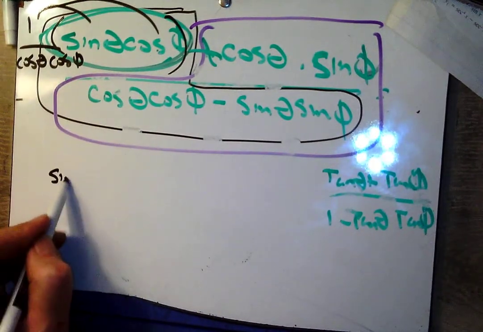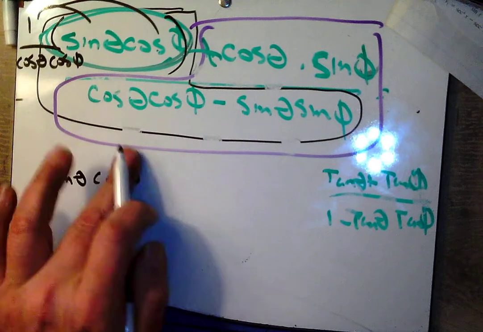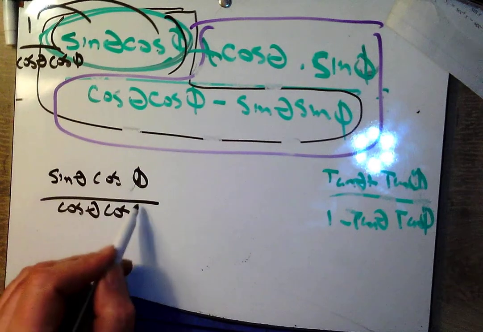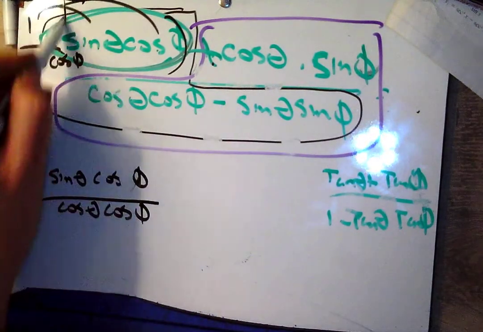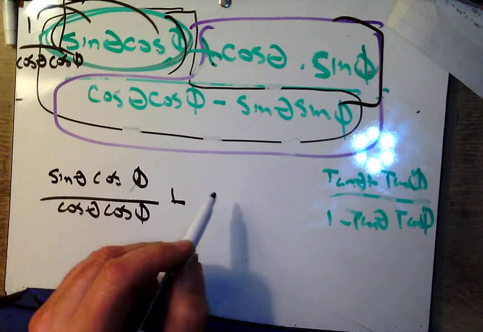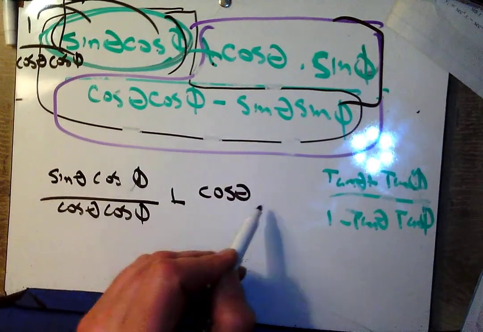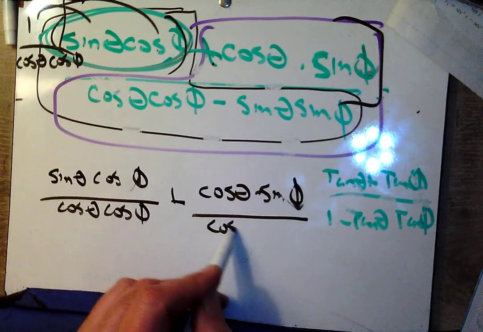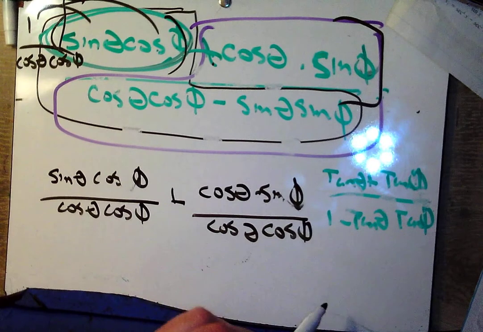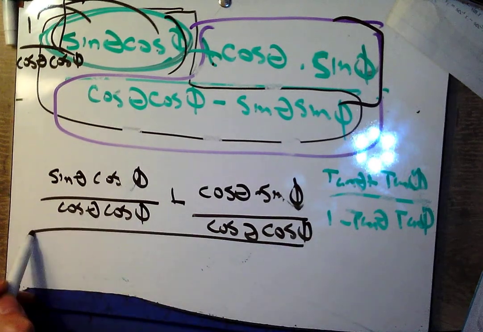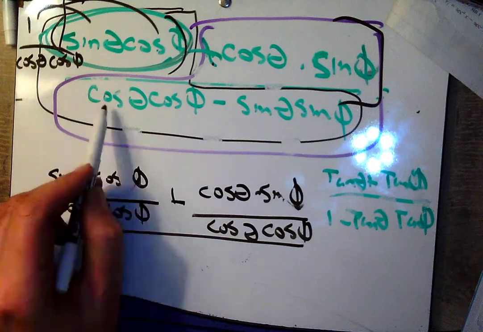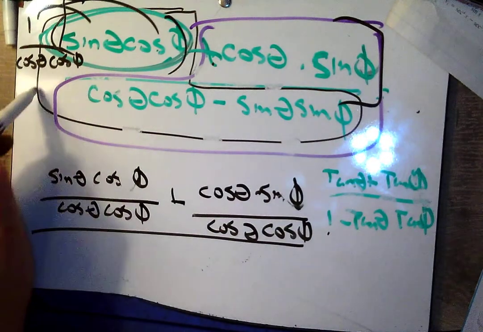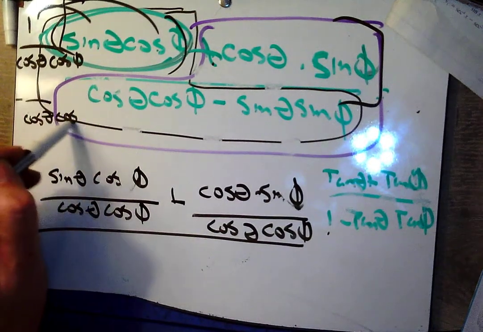I'm going to have sine theta cosine phi over cosine theta cosine phi plus, because I'm doing it to everything up there, plus cosine theta sine phi over cosine theta cosine phi. And then on the bottom, what do I have to multiply this by? So it turns into that. The answer is 1 over cosine theta cosine phi.